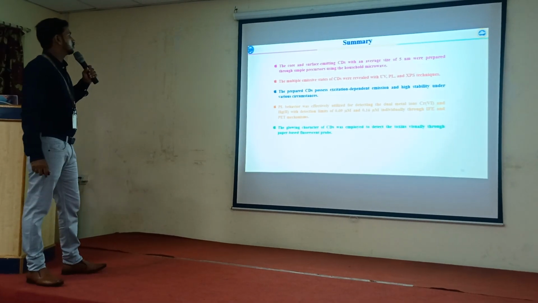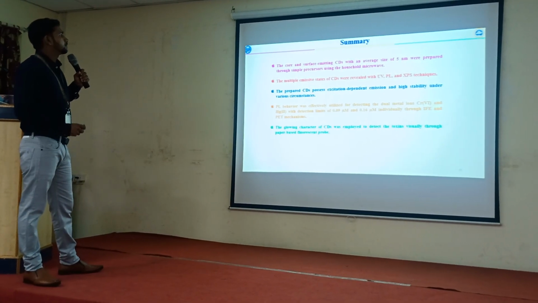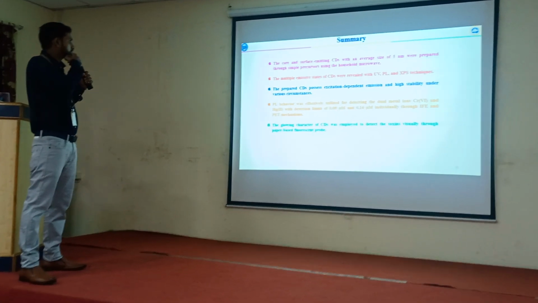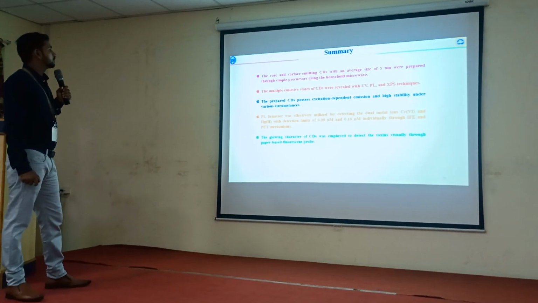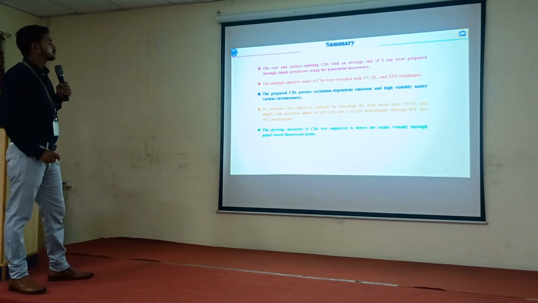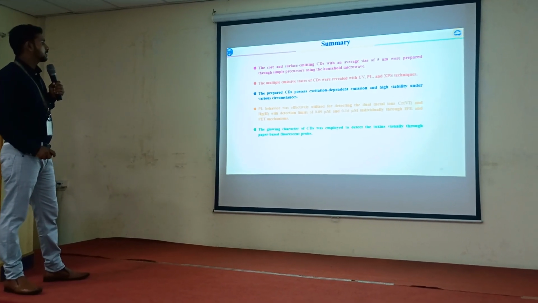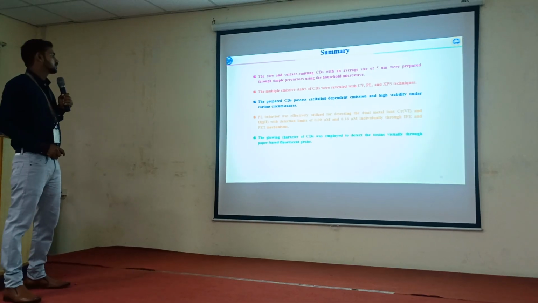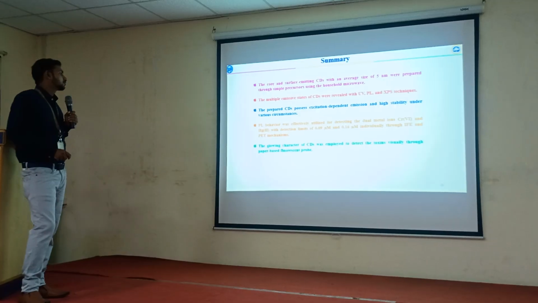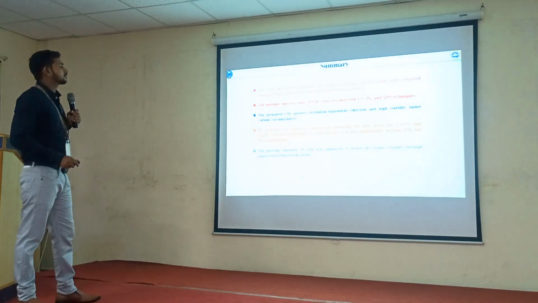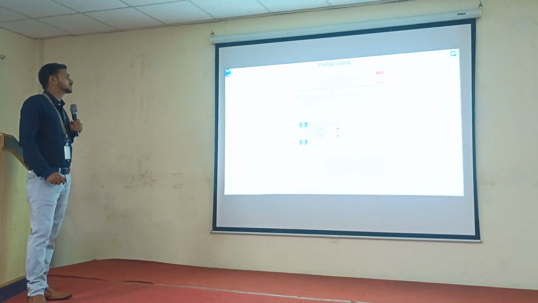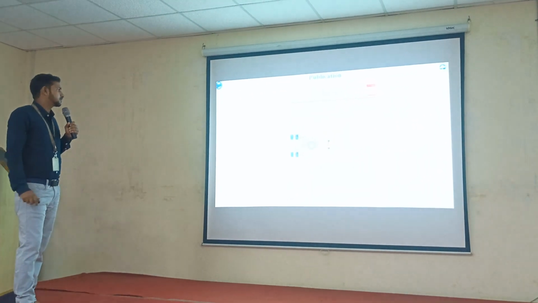And the summary of this work: the core and surface emitting carbon dioxide was prepared with an average size of 5 nanometer through a simple precursor using the household microwave method. And the multiple emissive states of carbon dioxide were evaluated with the UV, PL, and XPS techniques. The prepared carbon dioxide possesses excitation dependent emission and high stability under various circumstances, and the PL behavior was effectively used to detect 12 metal ions with very good detection limit. And the glowing character of the carbon dioxide was employed to detect the toxins visually through a paper-based fluorescent probe. And this work was published in Colloids and Surfaces A: Physicochemical and Engineering Aspects.